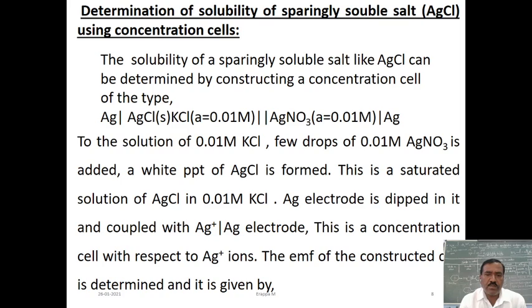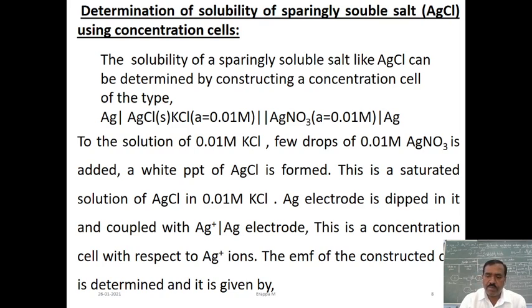To the solution of 0.1 molar KCl, a few drops of 0.1 molar AgNO3 are added. A white precipitate of AgCl is formed. This is a saturated solution of AgCl in 0.1 molar KCl. An Ag electrode is dipped in it and coupled with an Ag electrode in Ag+ solution. This is a concentration cell with respect to Ag+ ions.